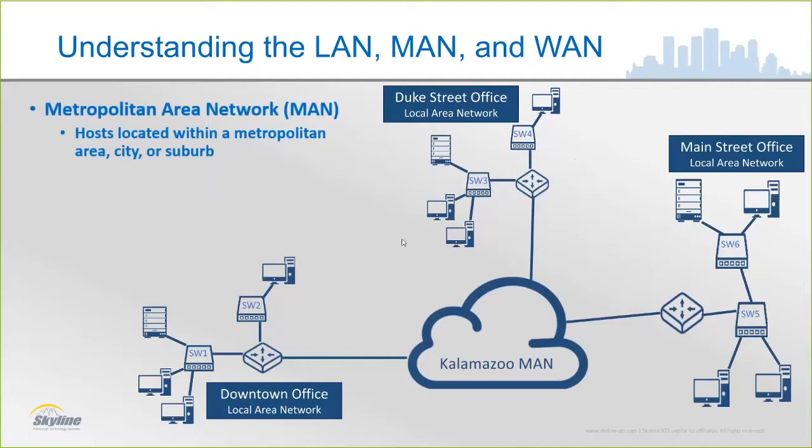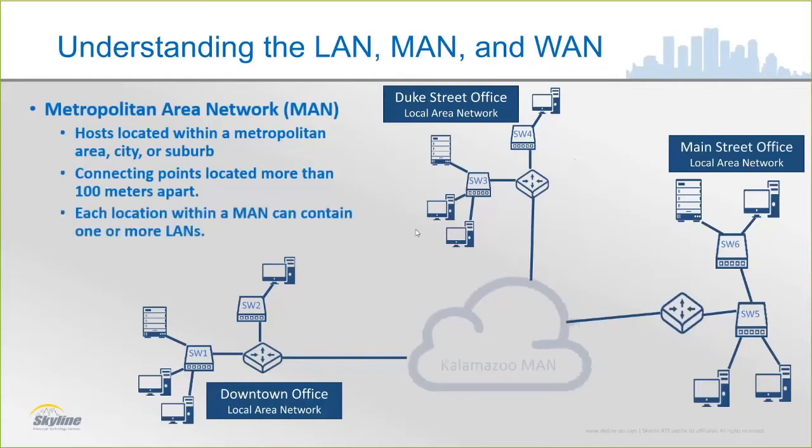For example, this would be a good example of a bank. So if you had a bank that resided, its headquarters resided within a city, there may be multiple offices of that bank located around that city and connected via their carrier via a metropolitan area network. Okay, so the connecting points would be typically more than 100 meters apart, making it not a LAN. And each one of those locations would contain probably their own local area network. So LANs are contained in the sites, and then the sites are connected within a metropolitan area via a MAN.